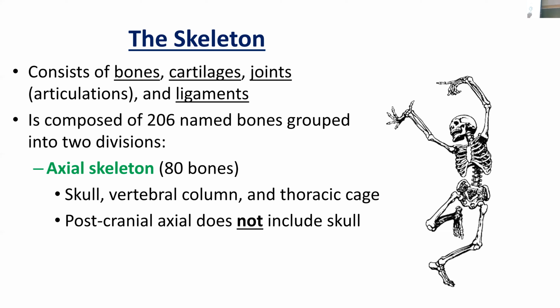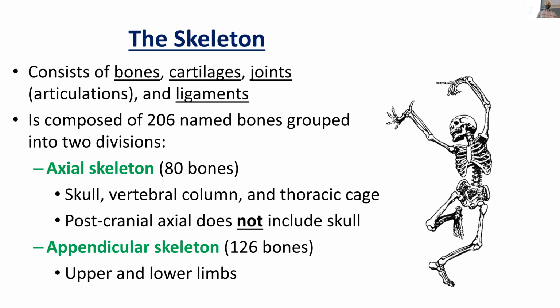But I want you to know generally that a little under half of the total bones in the human body are in the axial skeleton. The remaining 126 or so bones are what's called the appendicular skeleton, which is the bones of the upper and lower limbs. So that's your leg bones going up into your pelvic girdle, your shoulder girdle, and your arm bones.